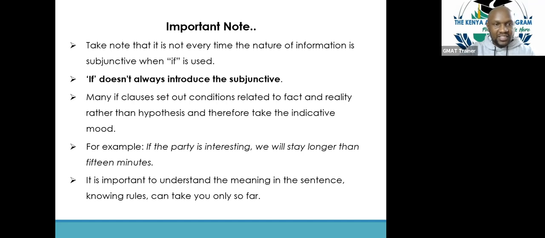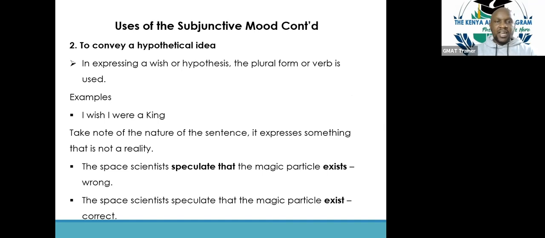So, and the last point, it is important to understand the meaning of the sentence and knowing the rules so that you don't apply them blanketly, even where they are not supposed to be applied. Another use of the subjunctive is to convey a hypothetical idea. So in this case, if you want to express a wish or hypothesis, the plural form of the verb is used. For example, I wish I were a king.